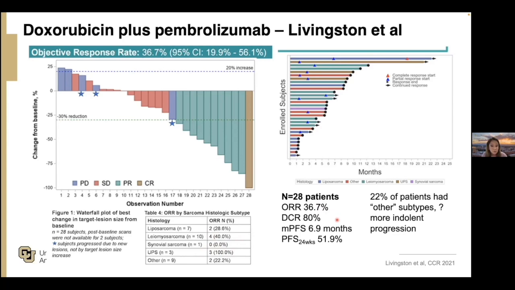The progression-free survival for this trial was 6.9 months, so a little bit less than Dr. Pollack's study. And then the progression-free rate at 6 months was about 52%. So again, promising signals, but still we have more work to do. It's not helping everyone, but definitely looking promising.